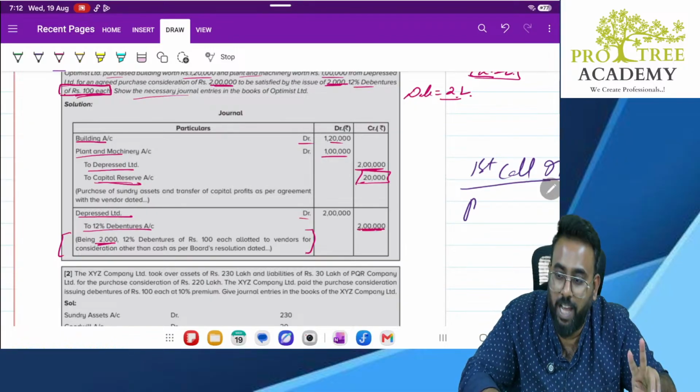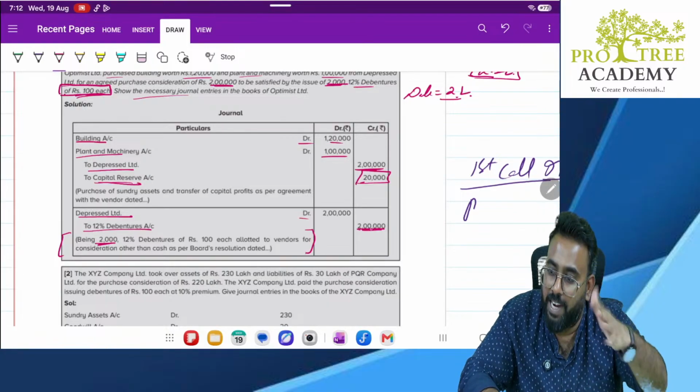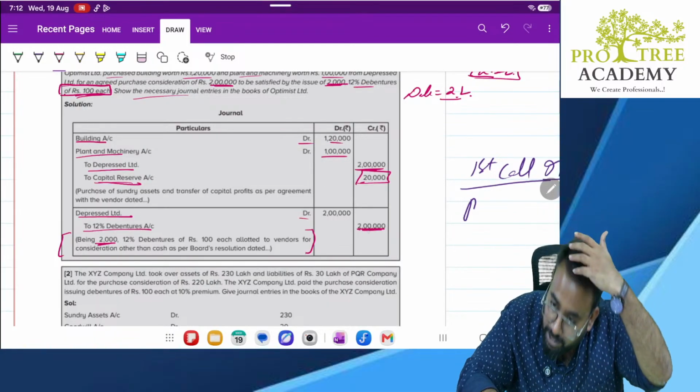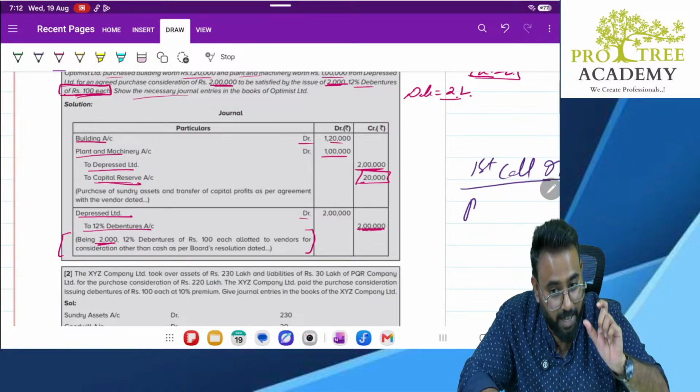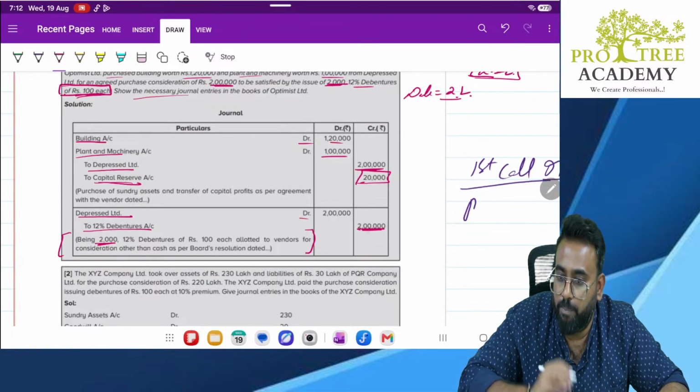Here, the value will look 2 lakh for everything. Even if you issue at discount, it is 2 lakh only. Even if you issue at par, it is 2 lakh. Even if you issue at premium, it is 2 lakh only. What changes? Number of debentures changes. Clear? So, writing the number of debentures is very important.